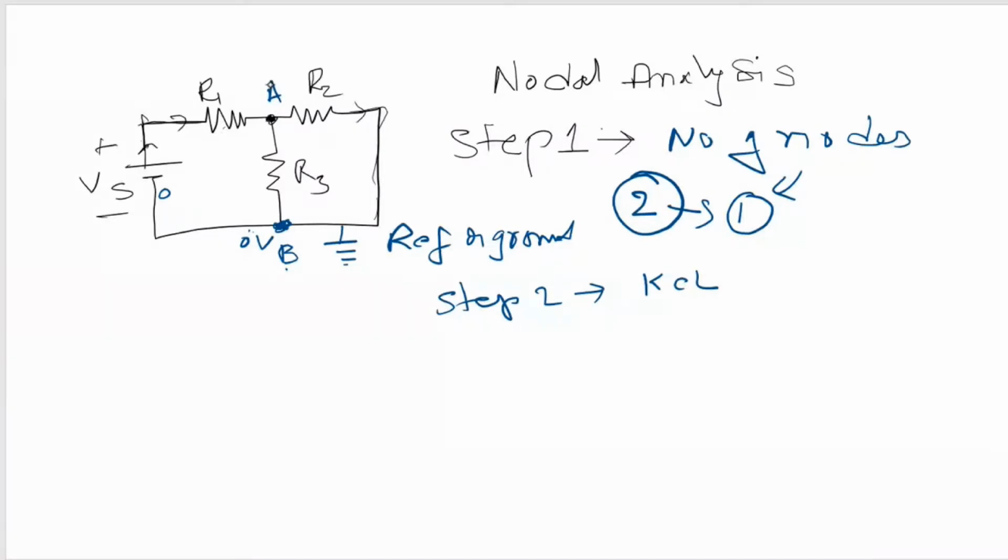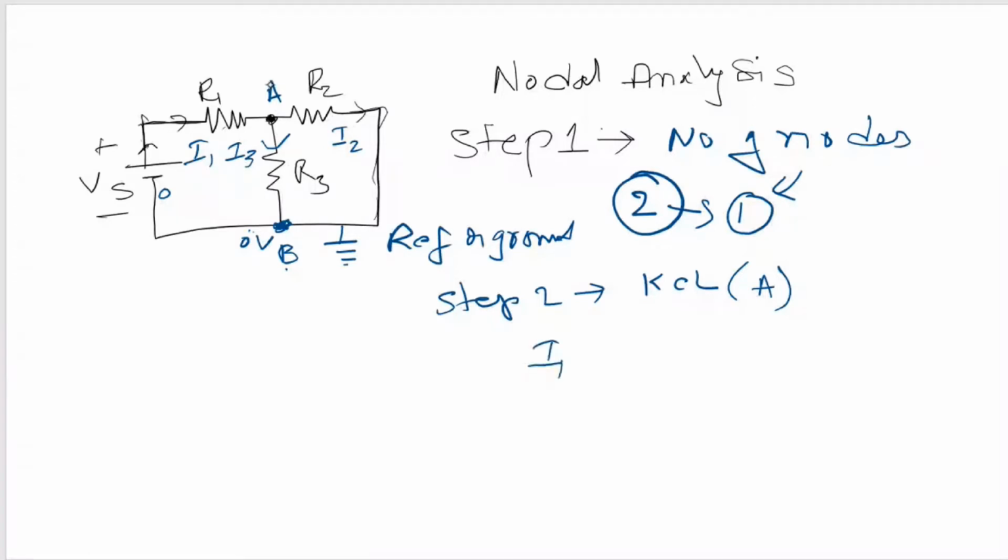For that, I have already assumed 3 currents. Suppose this is I1, this is I2, and this is I3. That means 3 currents are flowing. So apply KCL at the node: I1 is equal to I2 plus I3.